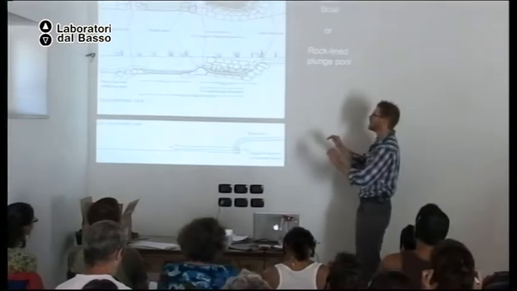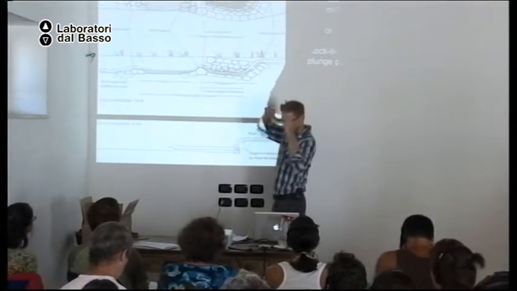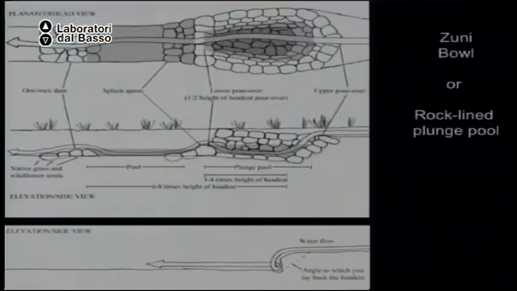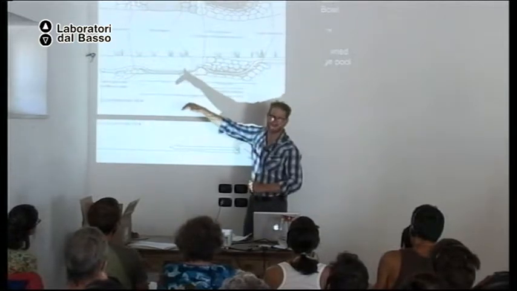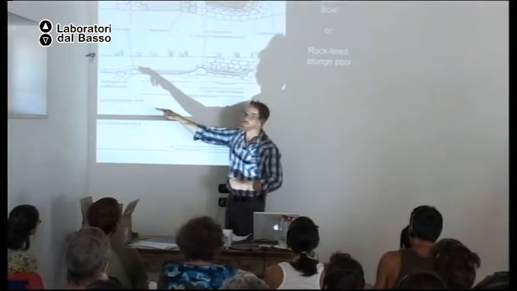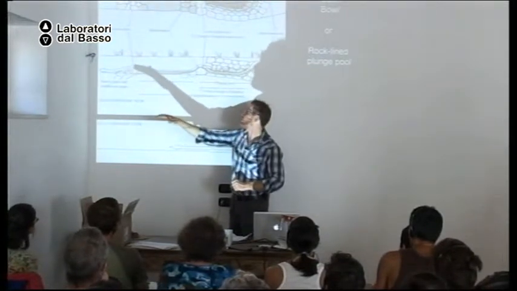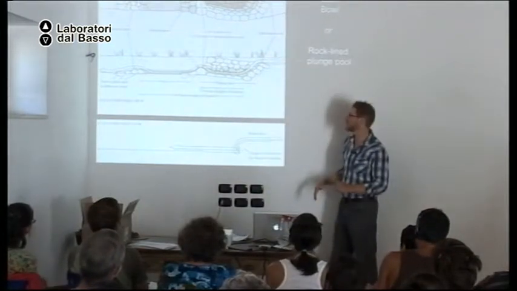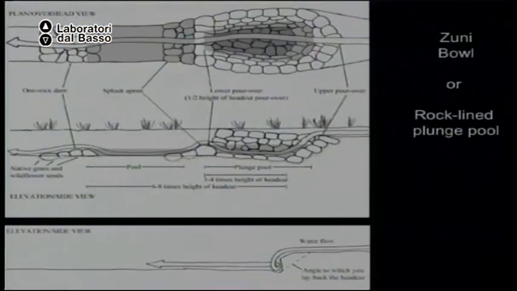If you look at the Zuni bowl from above, that's what it looks like. If you look at it from the side, this is what it looks like. So the water goes down the slope, fills the pool, overflows, and then we create a one rock dam below it to create a second pool. But this is not a structure I would start with. This is more complex, so don't worry if you don't get this. I'm going to go on to simpler things first.